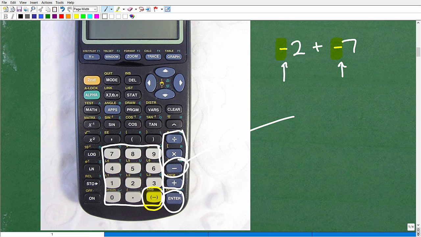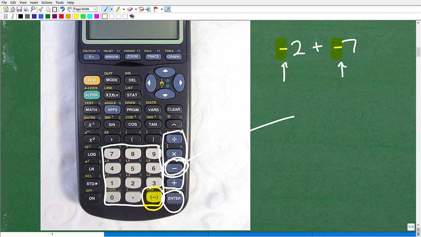Now, most calculators should have something like this. So if you're wondering how to do a negative number, it's not this, it's this one, okay? So again, whether you have a scientific calculator, look for another button that makes your numbers negative.